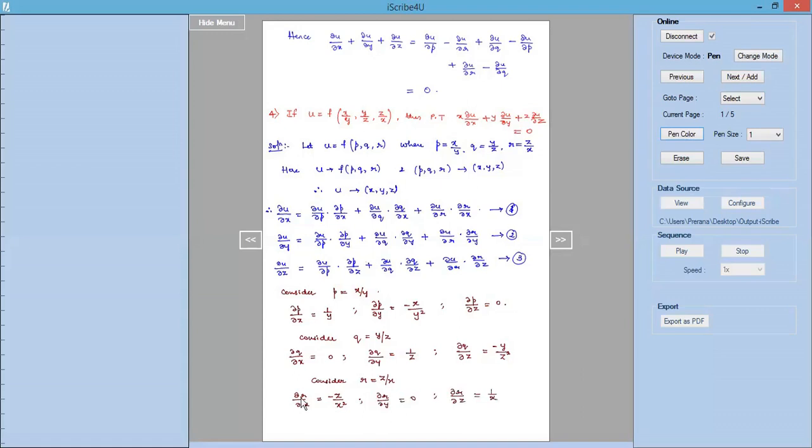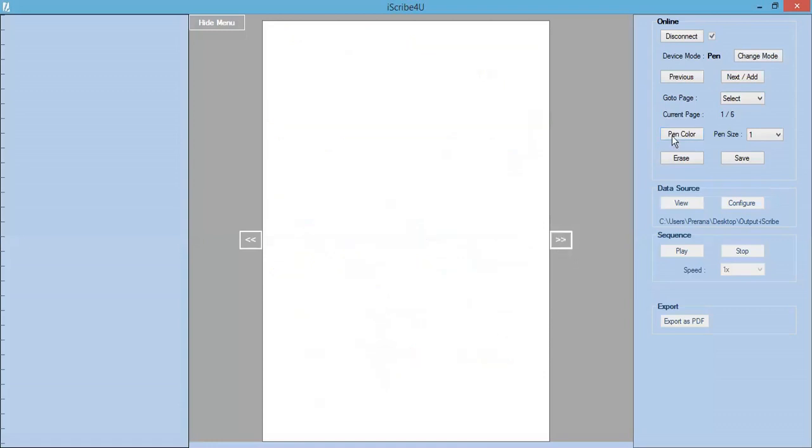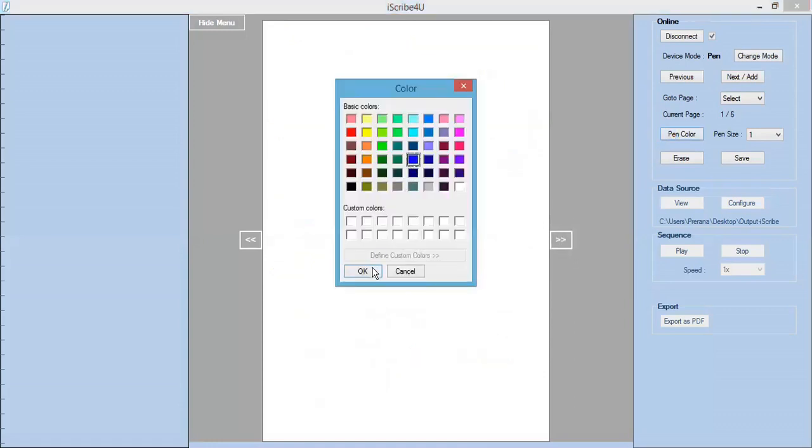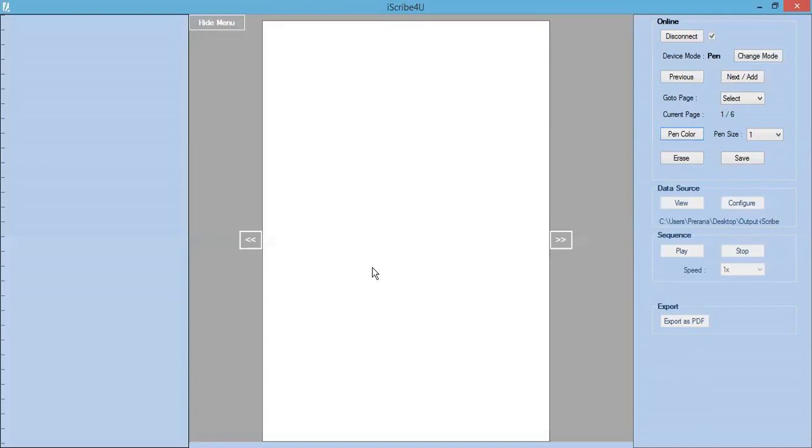So after finding all the partial derivatives, now we need to substitute each one of them one by one in equations 1, 2 and 3 respectively. So let us do that now. Substituting in equation 1.